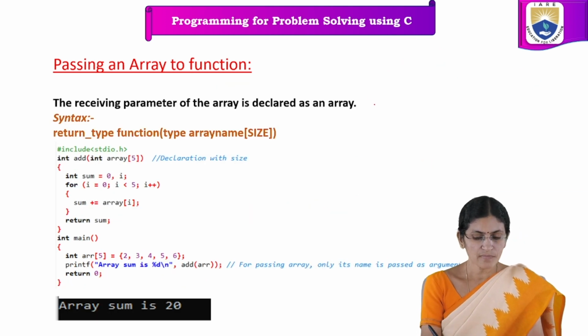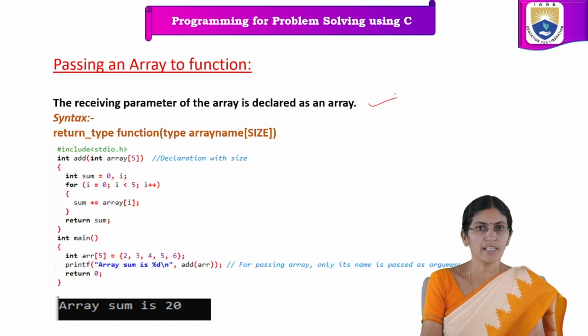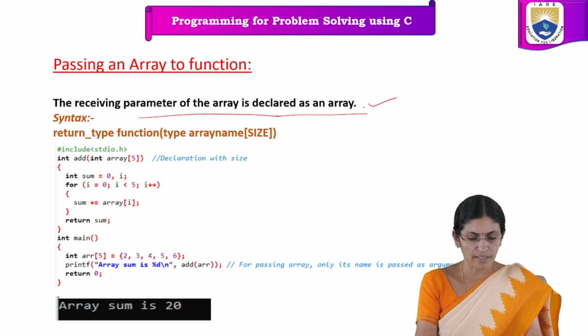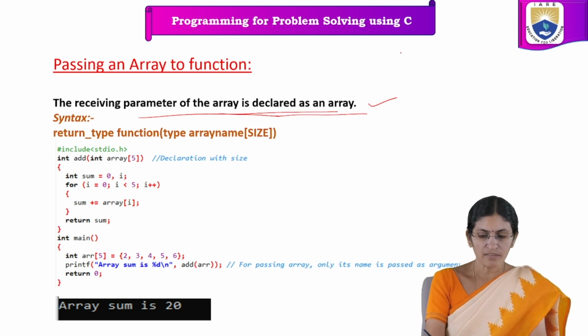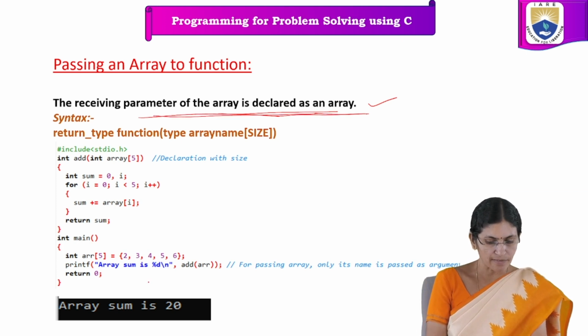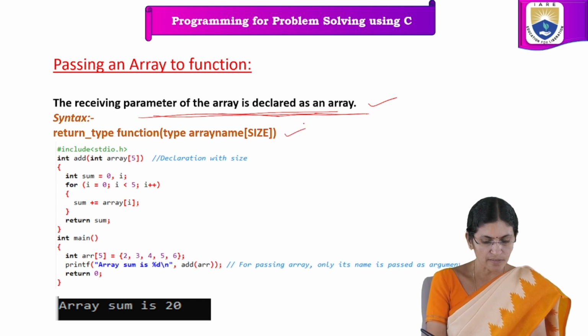Next is another way of passing an array to a function. Here the receiving parameter of the array is declared as an array. Let's see the example.